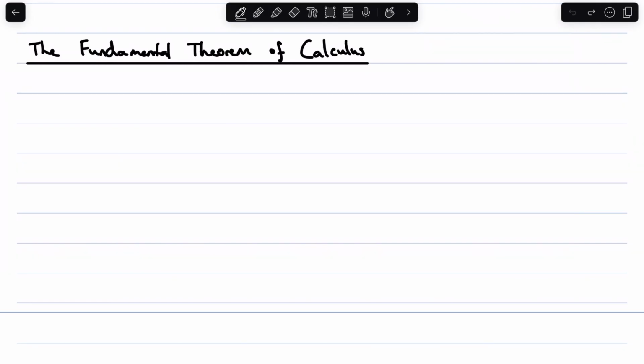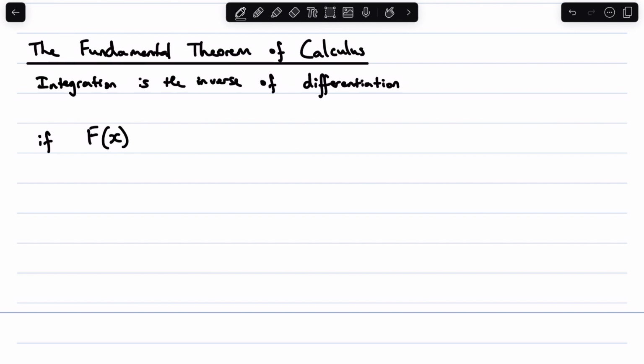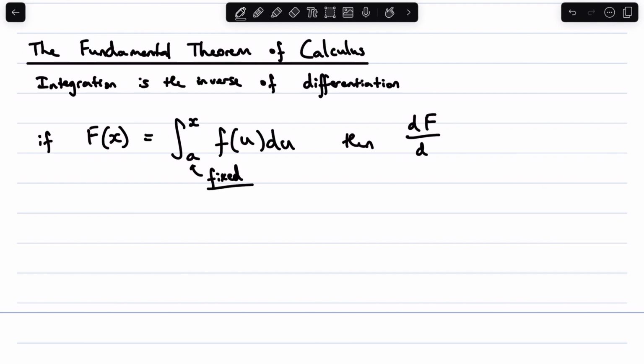To put this formally into words, this would be stating that integration is the inverse of differentiation. That is to say that if we define a function big F of x equal to the integral from a fixed a, so this constant that's fixed, up to our variable x of this other function, small f of u, du, where u is our dummy variable. This is an indefinite integral because x has been undefined as some constant. And if that is the case, then dF by dx is little f of x.